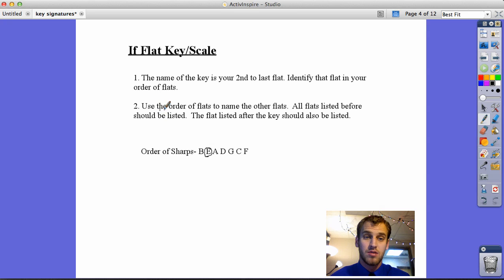Then it states that in order to use the order of flats to name the other flats, all flats listed before should be listed. So we're then going to list B as a flat before that, and the flat listed right after the key should also be listed. That's going to be our A flat. So by knowing this, we know that the key of E flat has 3 flats in it.